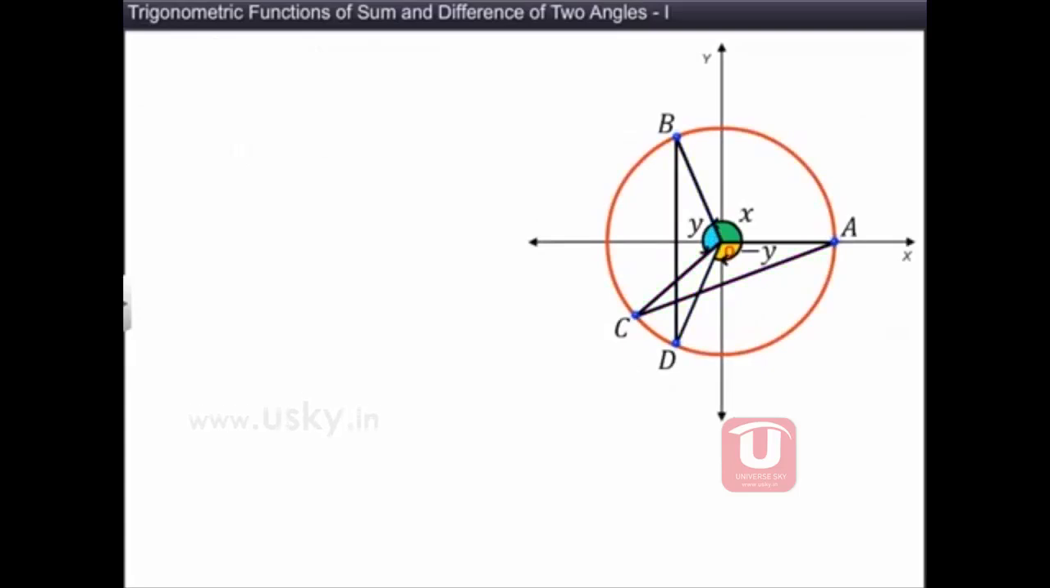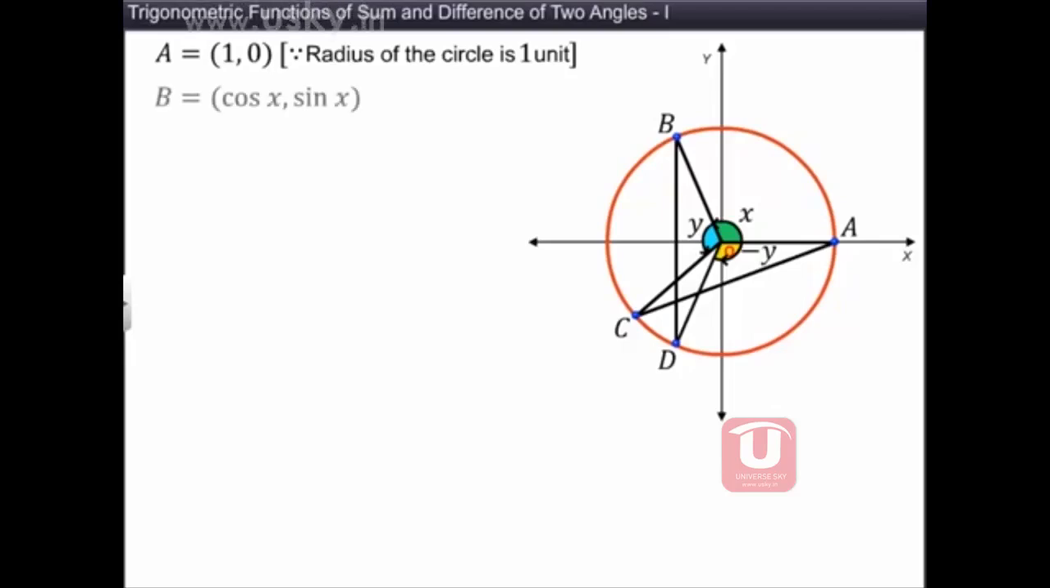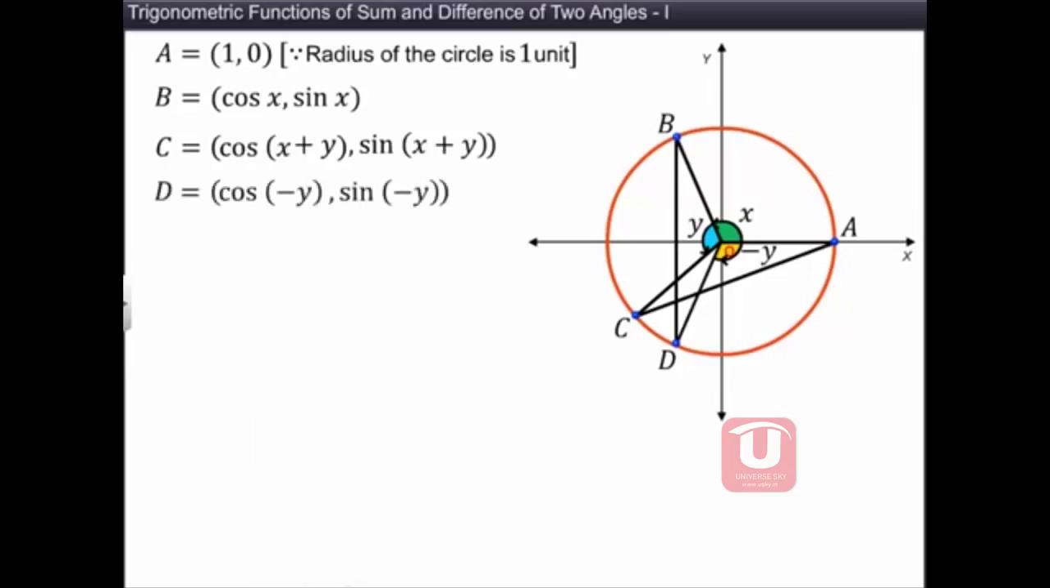Therefore, point A has the coordinates (1, 0). B has the coordinates (cos x, sin x). C has (cos of x plus y, sin of x plus y). And D has (cos of minus y, sin of minus y). Now, cos of minus y is cos y, and sine of minus y is equal to minus sin y. Therefore, D has the coordinates (cos y, minus sin y).